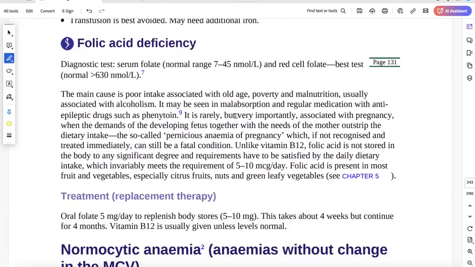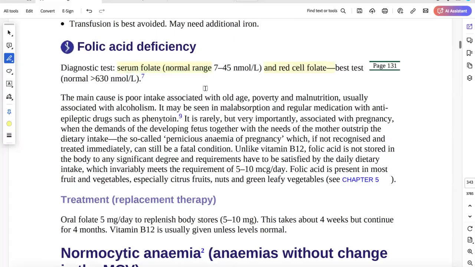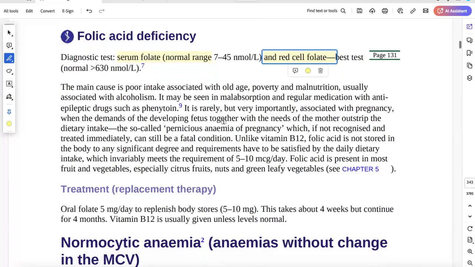Folic acid deficiency. So again, when you get a macrocytic anemia, you check both B12 and folic. And if the serum folate level comes low, then there is a confirmatory test, which is red cell folate. So serum folate, if it's low, that's the initial test. And then the confirmatory test for folic acid deficiency is red cell folate level. If that is low, then you can confirm it.